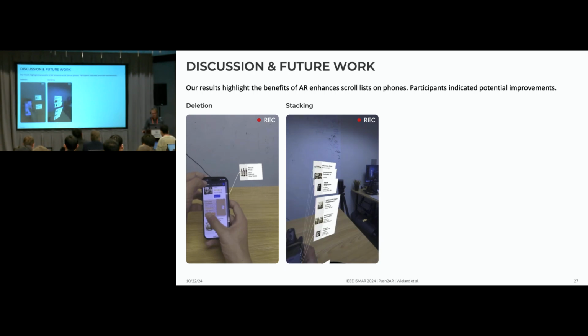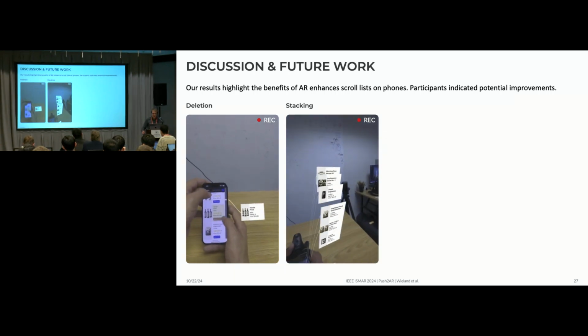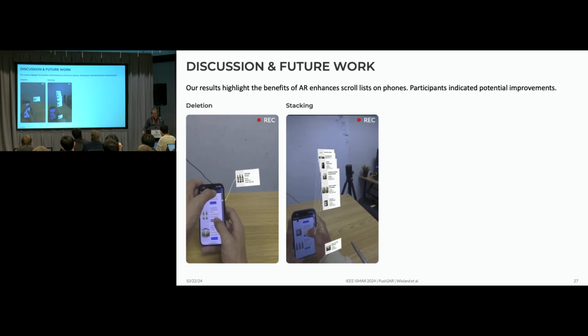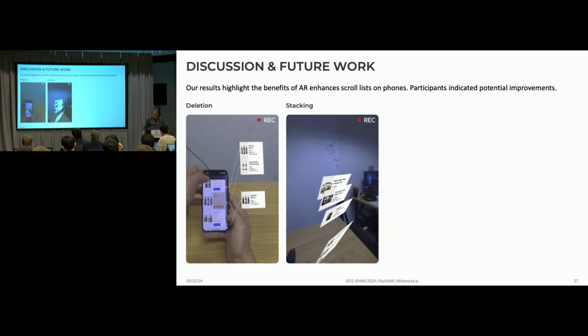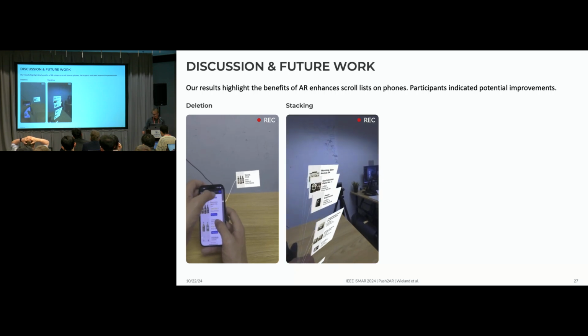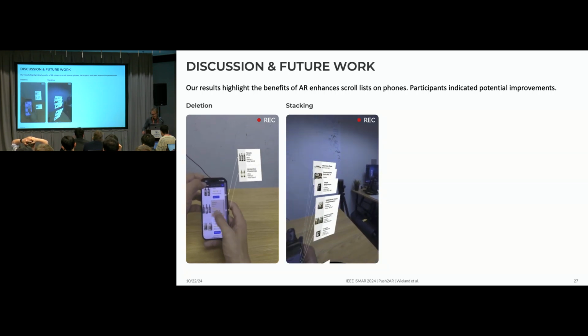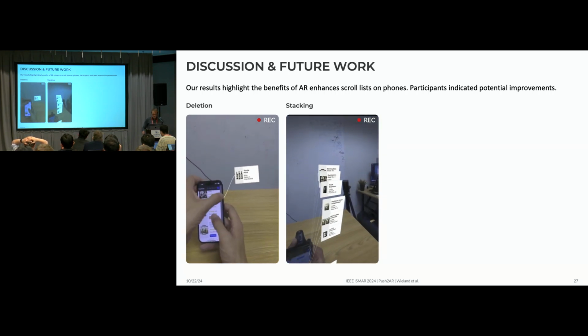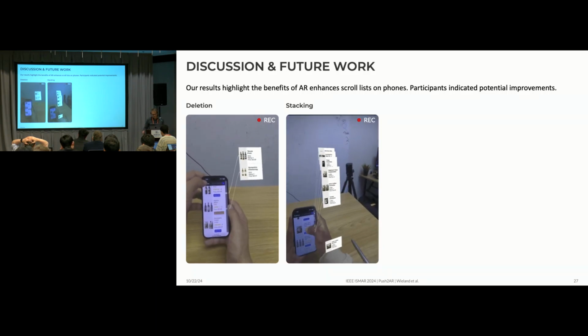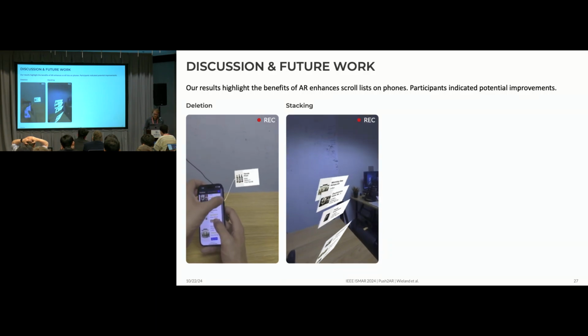And while the stacking feature was seen as necessary to limit the height of the AR list and keep it in the field of view of the HMD, participants also noted issues with occlusion, and they proposed to avoid stacking altogether, reduce the size of AR items, or employ different layout strategies such as a carousel, multiple columns, or just expand more into the AR space.